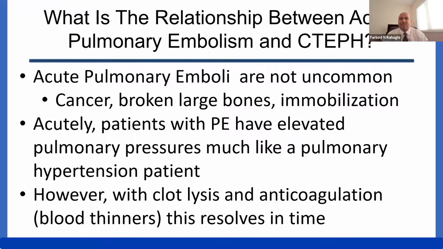And in that acutely ill phase, when the pulmonary arteries are blocked by these emboli, the patient will have elevated pulmonary pressures, much like a pulmonary hypertension patient. But this is an acute condition as opposed to a chronic condition. And with clot busters, meaning lysing of the clot, and blood thinners, these clots are generally absorbed by the body and processed in a matter of weeks to months and disappear.